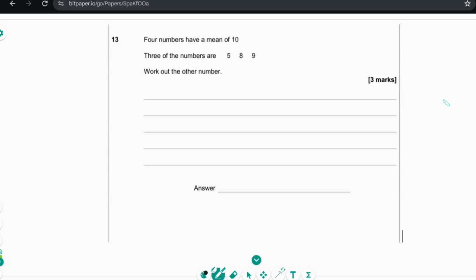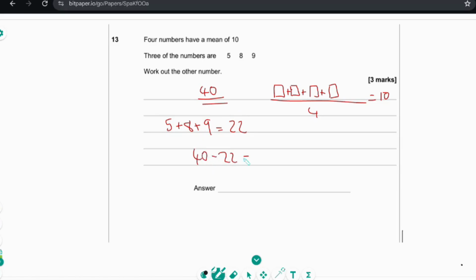13. 4 numbers have a mean of 10. 3 of the numbers are 5, 8 and 9. Work out the other number. To have a mean of 10, if 4 numbers have a mean of 10, well, what's the total? So if I add up the four numbers, divide by 4, the answer is equal to 10. 10 times 4 is 40, so they've got to add up to make 40. At the moment, they add to make 22. So 40 take away 22 is 18. The last number would have to be 18.